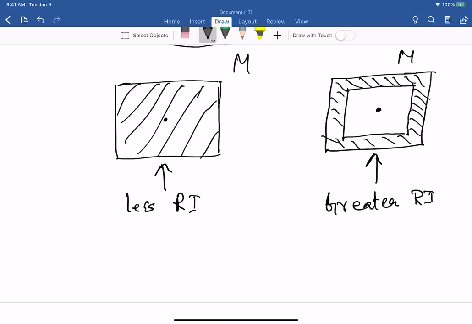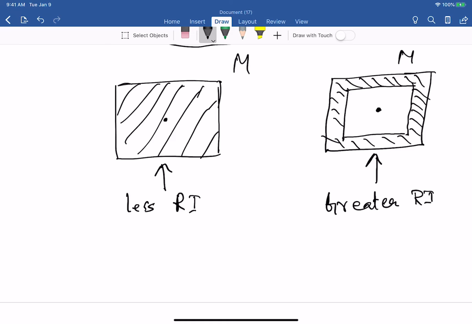The reason is for the frame, there is more mass away from the axis of rotation. All the mass is spread out far away from the axis of rotation. There's hardly any mass near the axis. Whereas for the solid square, all the mass is spread out uniformly. And so there's a lot of mass which is pretty close to the axis of rotation, right? And so as a result of that, the moment of inertia is smaller.